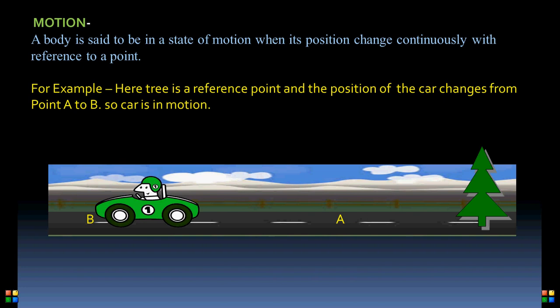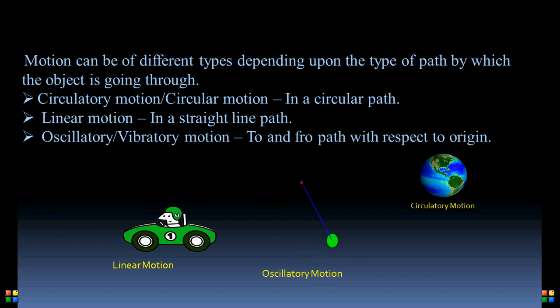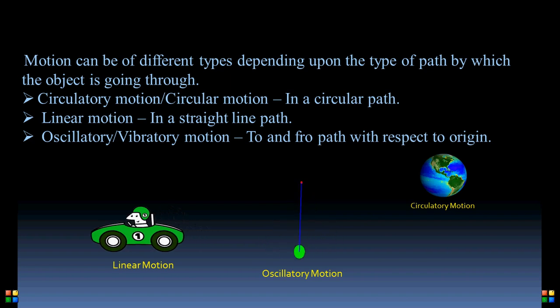Now motion can be of different types depending upon the type of path by which the object is going through. It can be circulatory motion or circular motion. In a circular path, as you can see here, the earth has a circular motion. Linear motion is in a straight line path. As we can see here, the car is moving in a straight path, so we can say that the motion of the car is a linear motion. Now we have a pendulum here. The motion of this pendulum can be considered as an oscillatory motion.